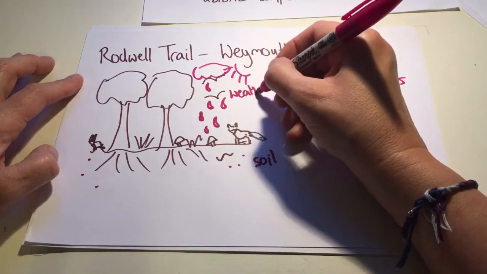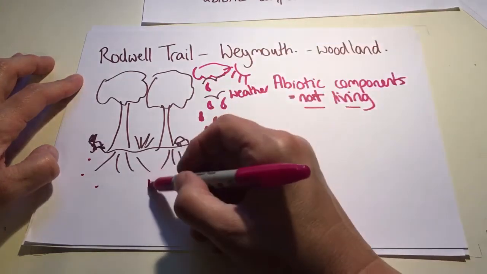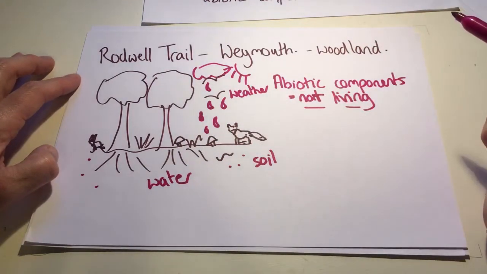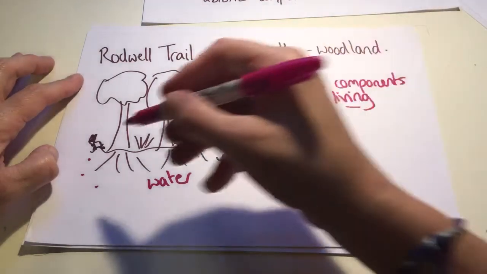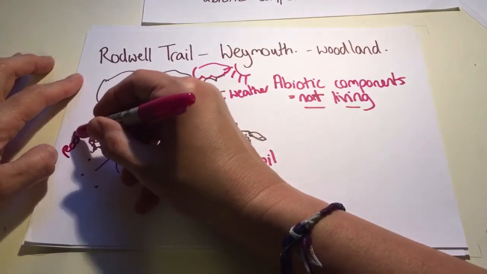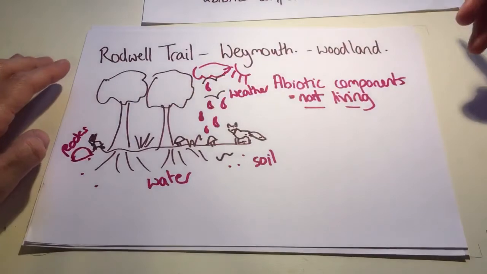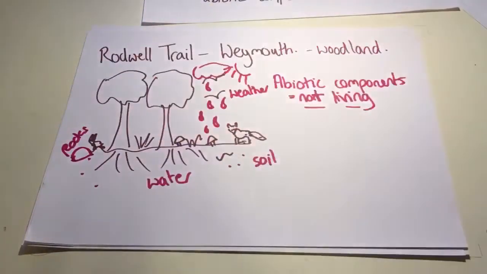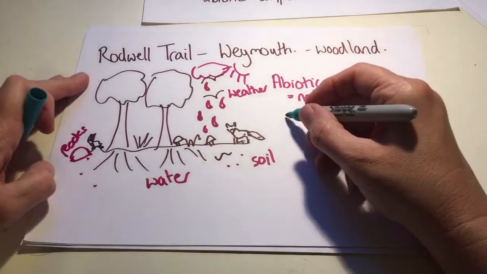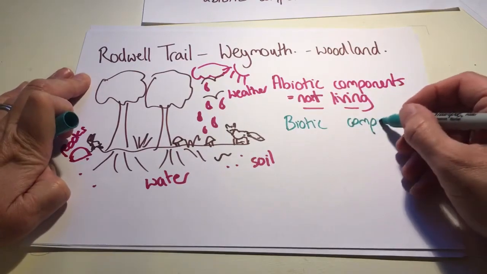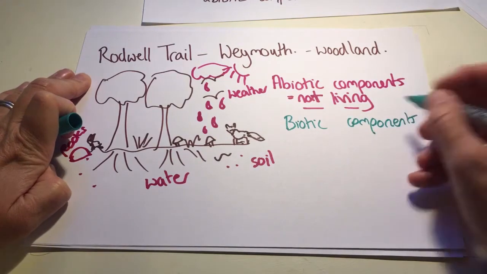So the weather, water. These are abiotic parts of the system. They're not living. Rocks, they're not living, but they are very important parts of the system. They all interact. It's all interacting together. Okay, so I think you'll know this already. Biotic components. These are living.